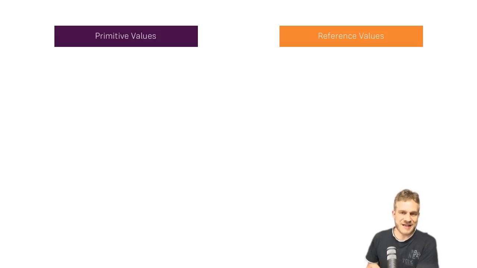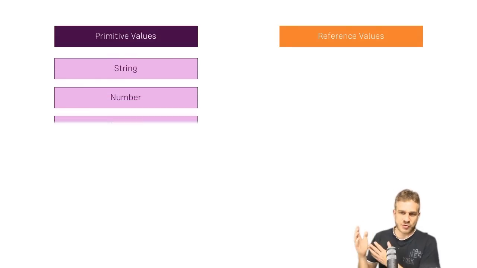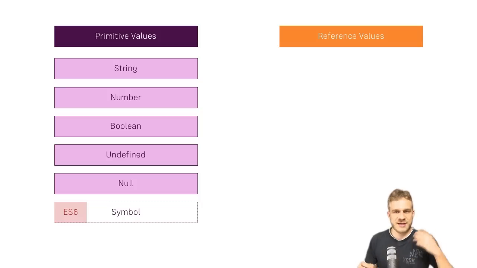But we do have types. And primitive values or types are strings, booleans, numbers, undefined, null, and if we also count ES6 in, also the symbol. Now these are primitive types. And what does that mean? How do primitive types work? Let's take a closer look before we have a look at reference values.